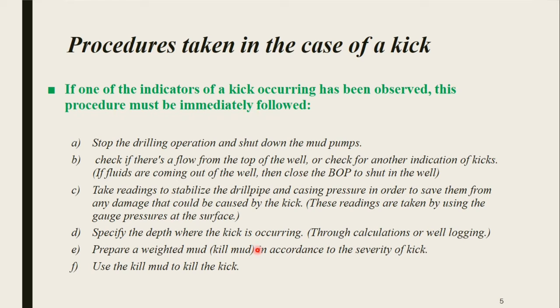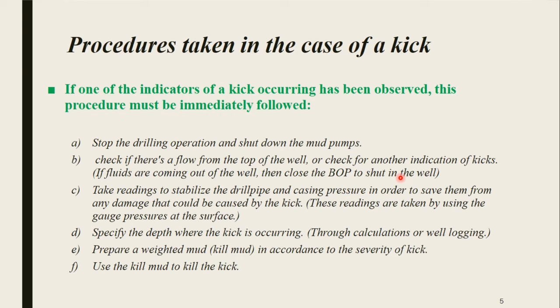Alright then. If one of the indicators of a kick occurring has been observed, this procedure must be immediately followed. First, stop the drilling operation and shut down the pumps. You see, this first precaution is taken in order to prevent the well from further damage. Once you've done this, then check if there's a flow from the top of the well, or check for another indication of kicks. If fluids are coming out of the well, then close the BOP to shut in the well.